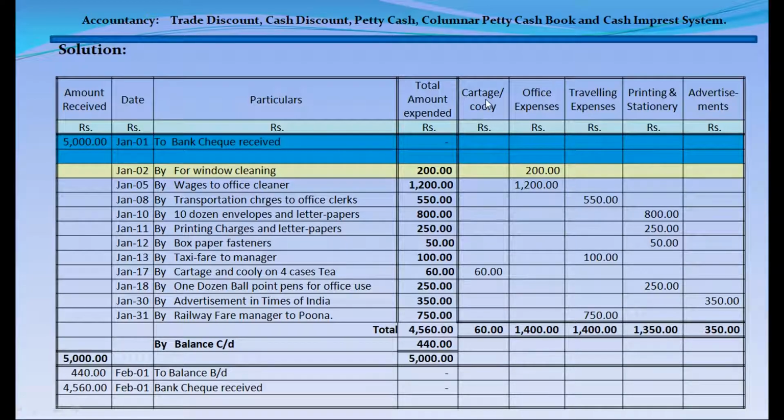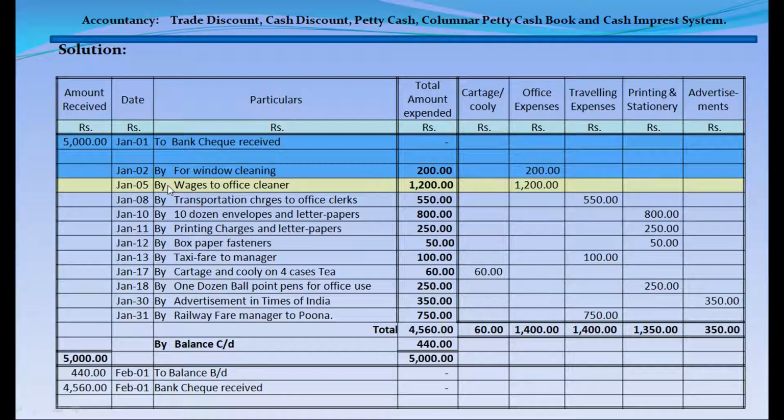Here he has opened various columns for each type of expense to record his petty cash payments. So on January 5, he paid wages to office cleaner 1,200. This is an office expense, so he recorded it in the office expenses column. On January 8, by transportation charges to office clerks 550 he has paid. So he has recorded it in the traveling expenses column 550.